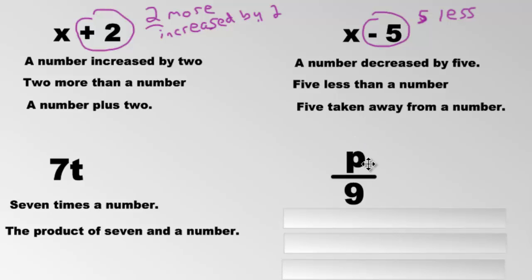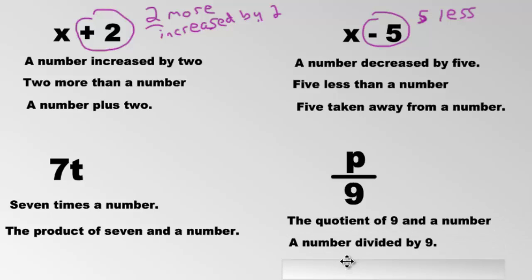We have here a number divided by 9. You could just say that. But let's get creative with this. If you take something and you divide it by 9, don't you split it into 9 parts? And isn't each part a ninth? Yeah. So we could say a ninth of a number. We could say the quotient of 9 and a number. We can say a number divided by 9. A number is divided by 9. Or we can say 1/9 of a number.